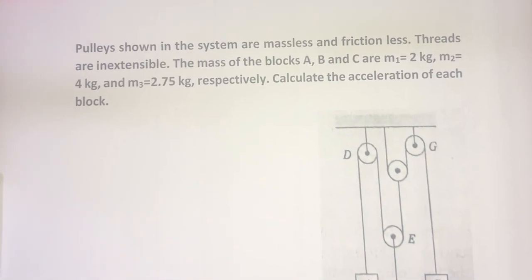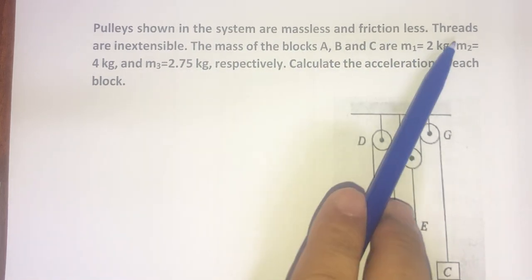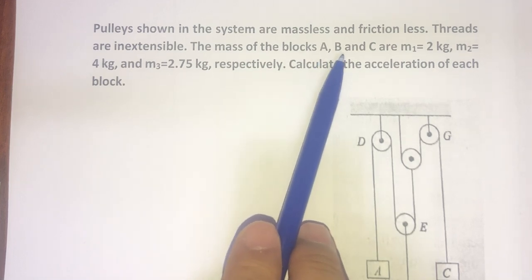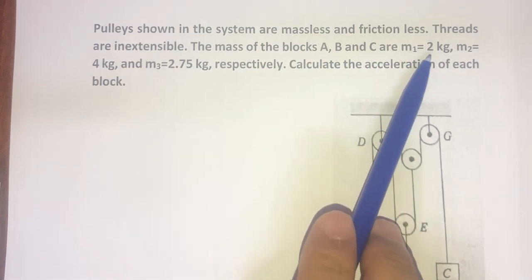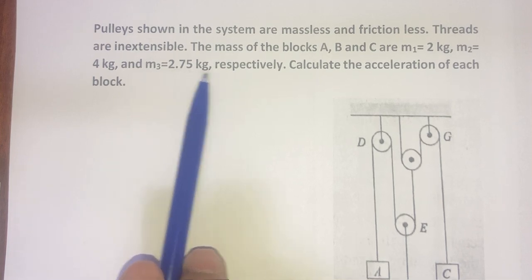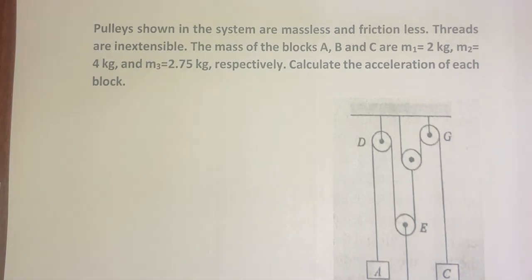Hello friends, so into the question. Pulleys shown in the system are massless and frictionless. Threads are inextensible. The masses of blocks A, B and C are given as M1 = 2 kg, M2 = 4 kg, M3 = 2.75 kg respectively. Calculate the acceleration of each block. So we are supposed to find out the acceleration of each block.